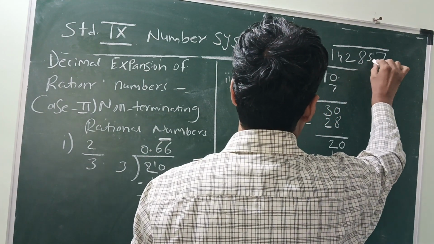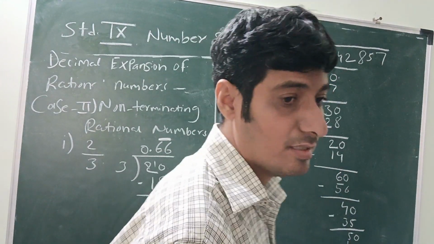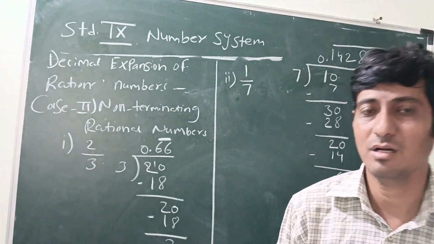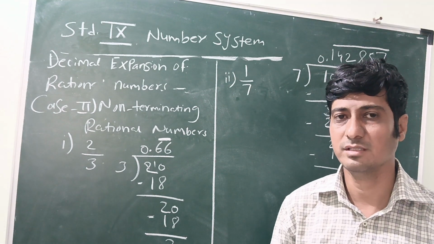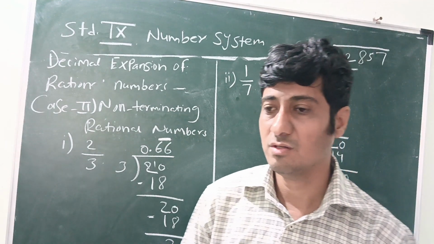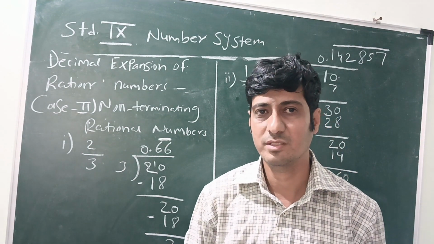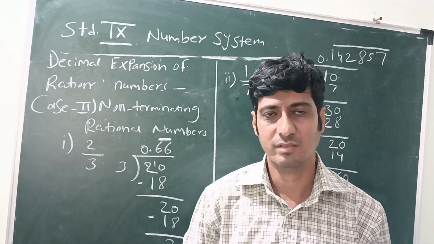1 4 2 8 5 7. These digits will be repeated. So this is also an example of non-terminating type of fraction or division. In the next video, we will solve some more examples of number system and more topics we will discuss in the next video. Thank you.